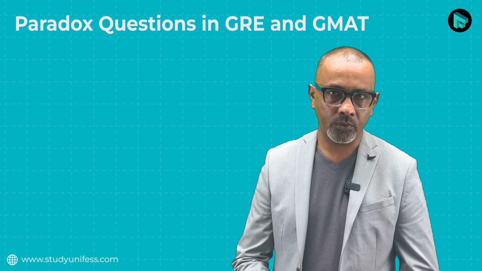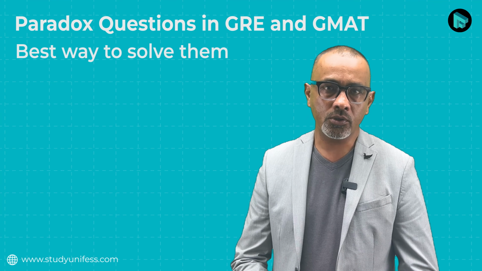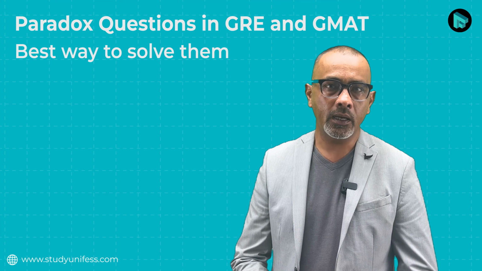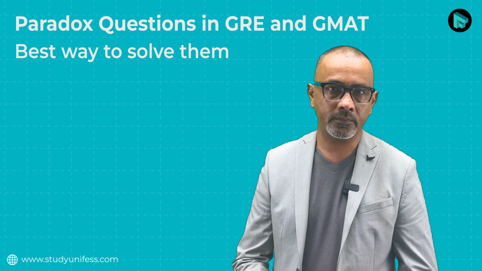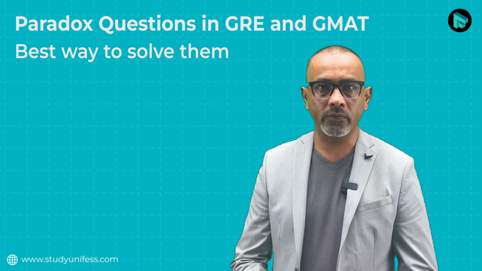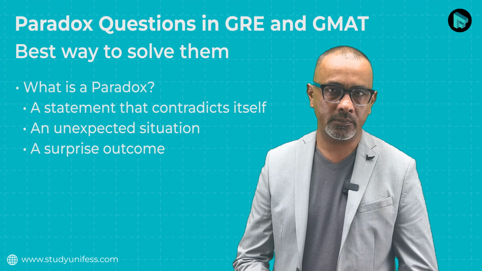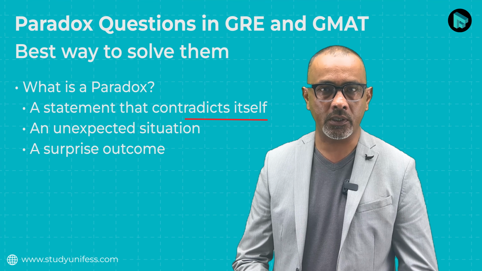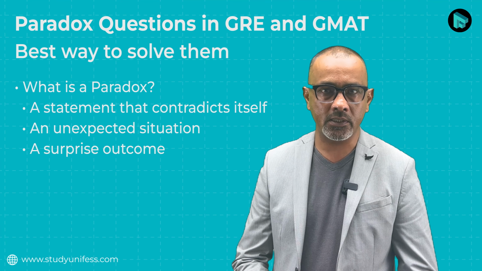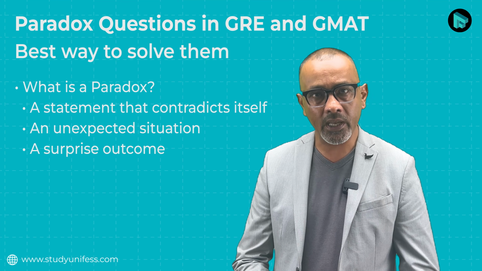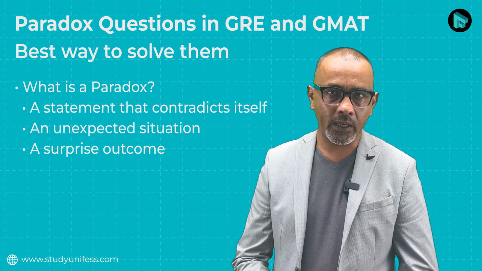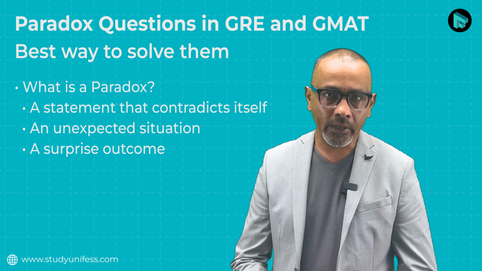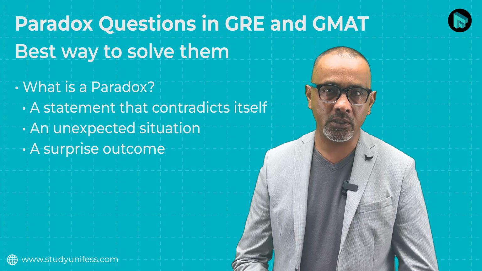In today's video, we will learn the best way to solve paradox resolution questions in the GRE reading and the GMAT critical reasoning. First, let's go over the basics of paradoxes. A paradox is a statement or situation that seems to contradict itself. It presents a scenario where the elements appear to be logically incompatible, creating confusion or apparent conflict.